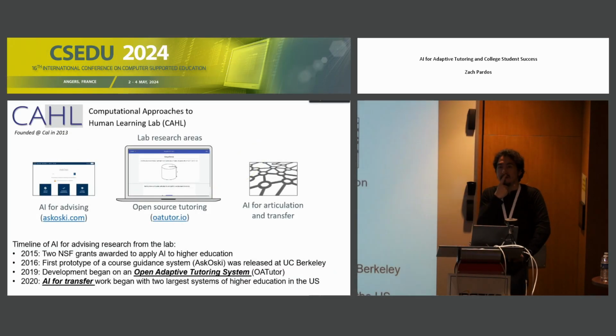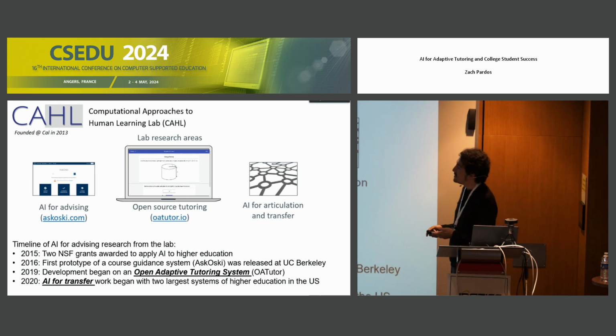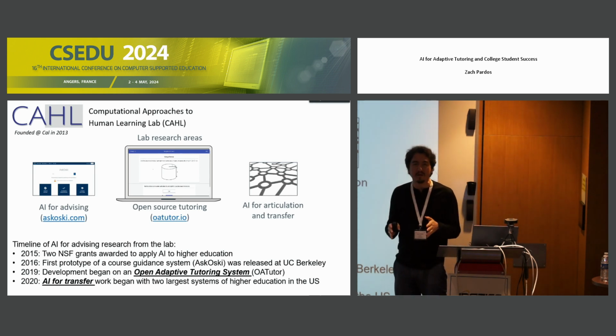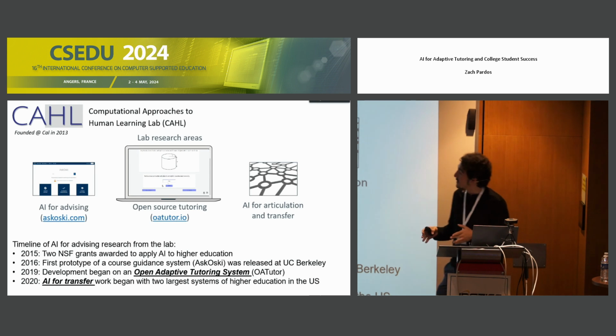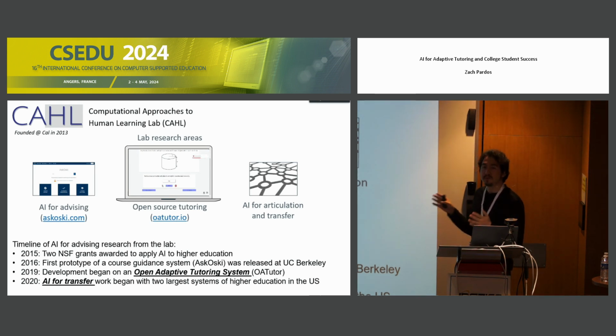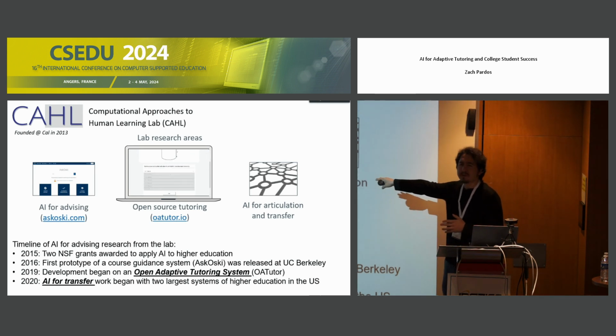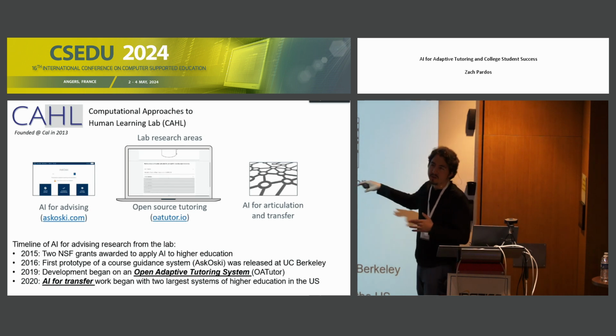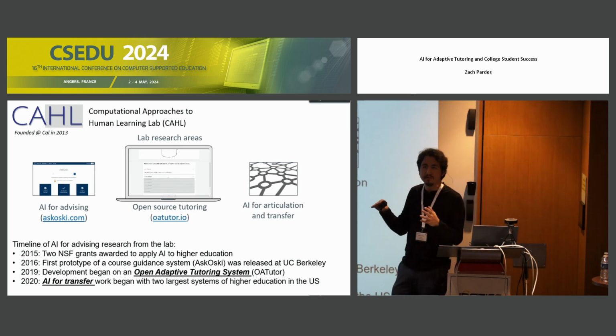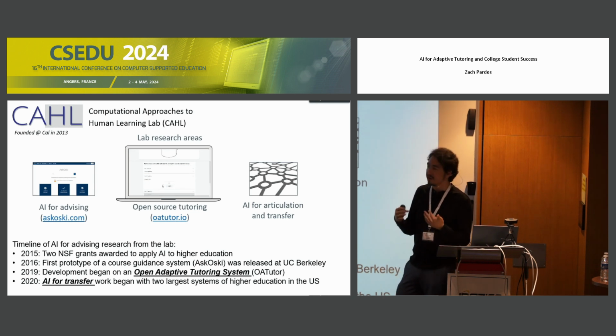So you got a little bit of an introduction on that first day, but I'll do a little bit of review. These are the three areas my lab is investigating right now: AI for advising, open source tutoring, and AI for something called articulation and transfer. You can think of that as the meso level of student course selection, advising students on what courses to take so they can transfer between institutions.